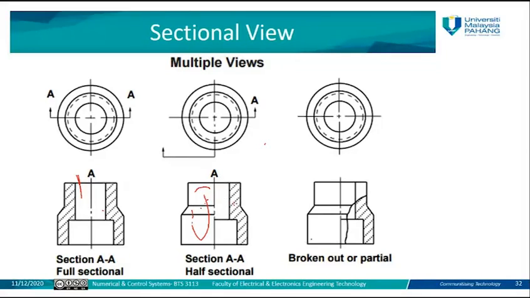The third type is the broken out or partial sectional view. In this case, we are only going to cut a part of the product, so only this part can be represented, not the whole. I cut just a small part from this object because I want to see this part only. So we call it the broken out or partial sectional view. This is the first technique used to show or extract the view of some hidden part of the figure which is not clear in the three standard views, which are the front, top, and side.